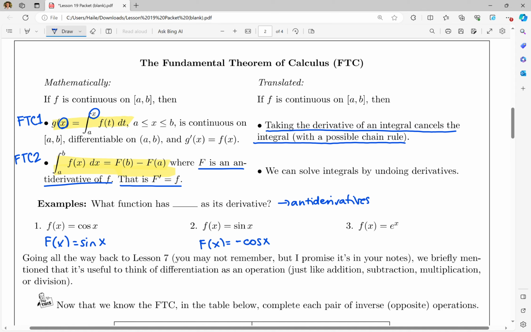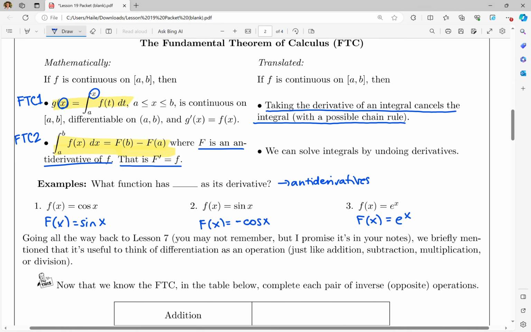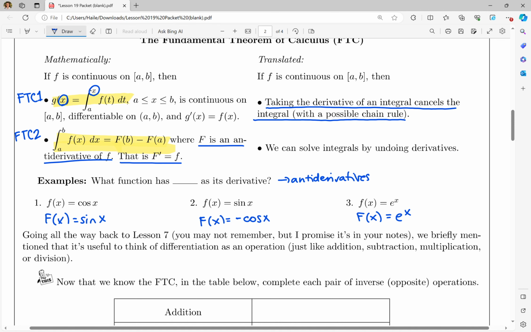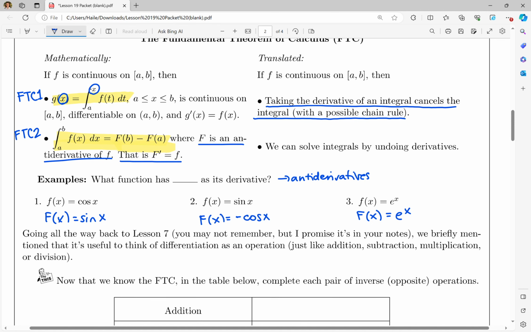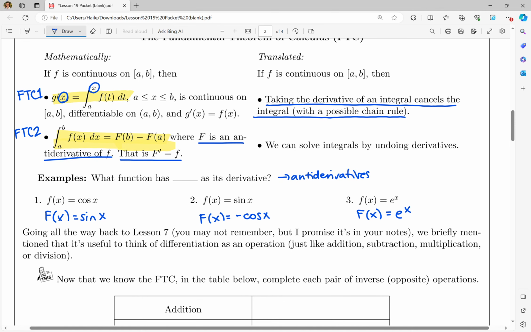And if we look at the third one, we have little f of x is equal to e to the x. If we ask ourselves, what function has e to the x as its derivative? Well, you'd tell me e to the x, I hope. Okay, so those are some examples of antiderivatives. We'll talk about those a little bit more in lesson 20. This is definitely not as far as we can go with antiderivatives, but it's just the concept to get you thinking about it.